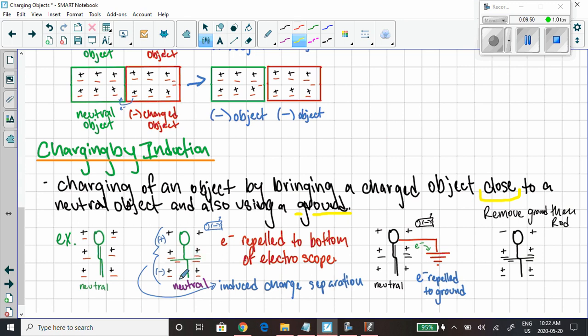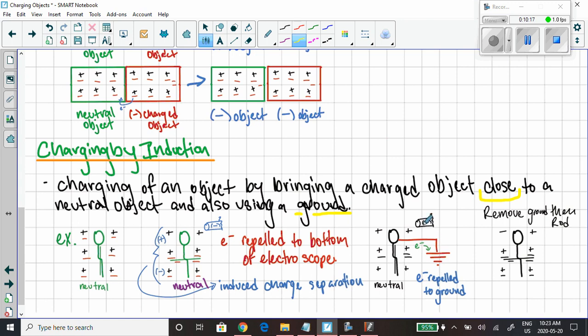It hasn't lost or gained electrons. So this electroscope is still neutral, but the bottom end of it is negative, and the top end of it is positive. It's called an induced charge separation. So that's the second step. The third step is you connect the electroscope to a ground. There's a symbol for a ground.